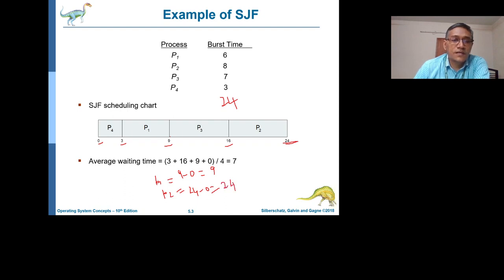Similarly, in this manner we can calculate the turnaround time for P3. P3 is submitted at 0 and completed at 16. So 16 minus 0 is 16. For P3 it is 16. And finally for P4, it is submitted at 0 and completed at 3, so for P4 it is 3 milliseconds. So add all these, divide by 4, and you will get the average turnaround time.